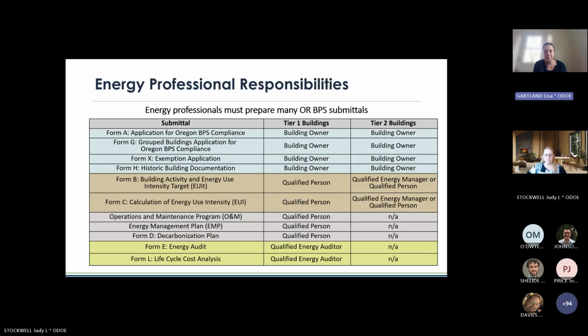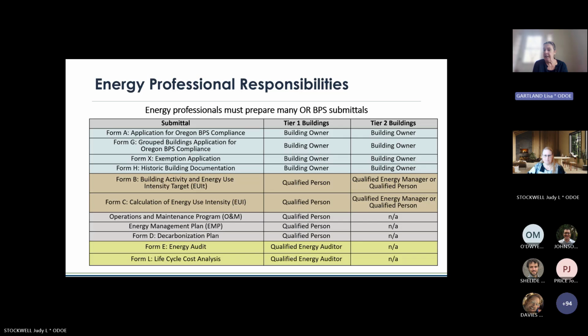So here's a very busy table, but this is talking about who's responsible for what in this program. So there's a bunch of forms. Form A, Form G, which are basically just applications, Form X, which is an exemption, Form H, if you want to document that you have an historic building. Forms B and C are the two big ones for either a qualified energy manager or a qualified person to fill out. So these forms are required for both Tier 1 and Tier 2 buildings.